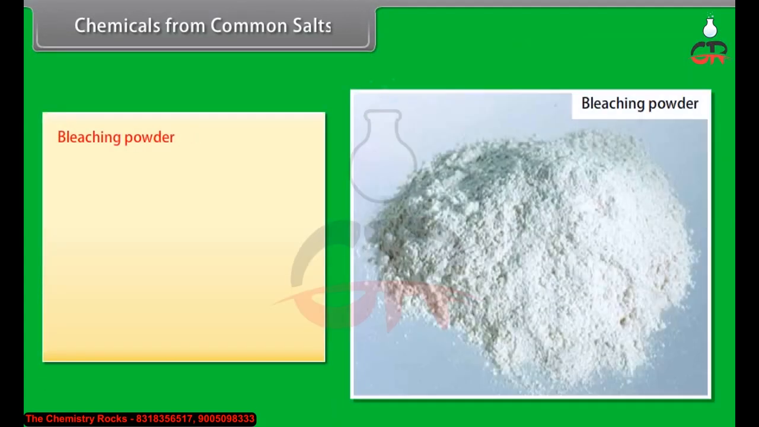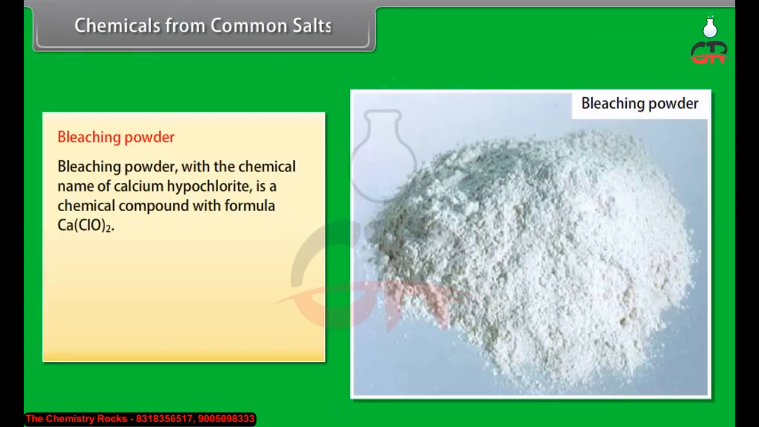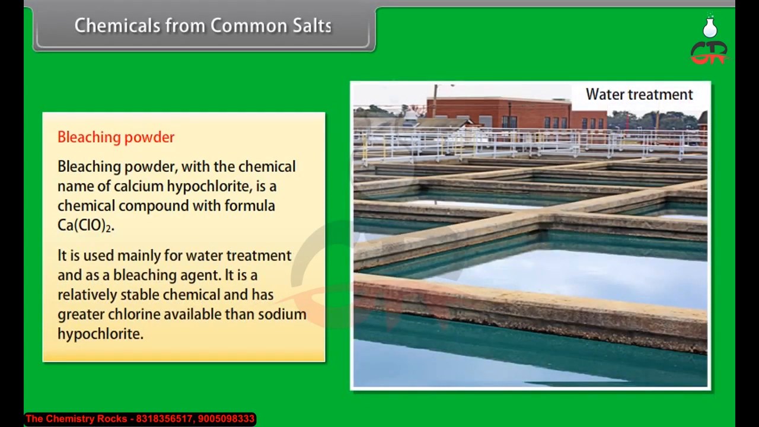Bleaching powder. Bleaching powder, with the chemical name of calcium hypochlorite, is a chemical compound with formula CaClO2. It is used mainly for water treatment and as a bleaching agent. It is a relatively stable chemical and has greater available chlorine than sodium hypochlorite.